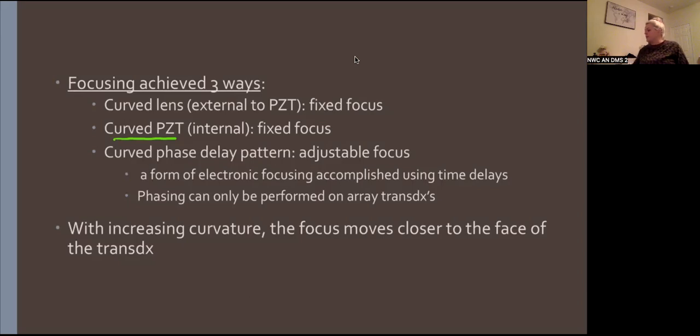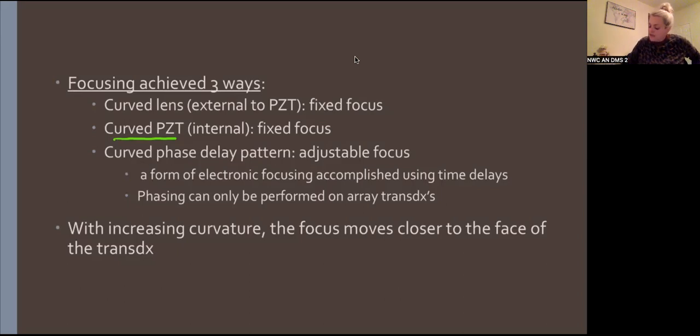It's a rectangle, right? So it's still going to be a rectangle. The only thing he's going to do is take it like this and just bend it, right? That's what a curved PZT is. So he didn't do anything to the shape of it. It's still a rectangle. He's just going to bend it a little bit.